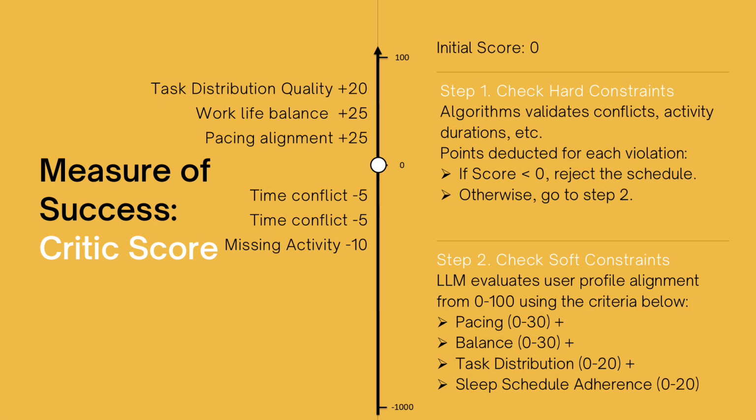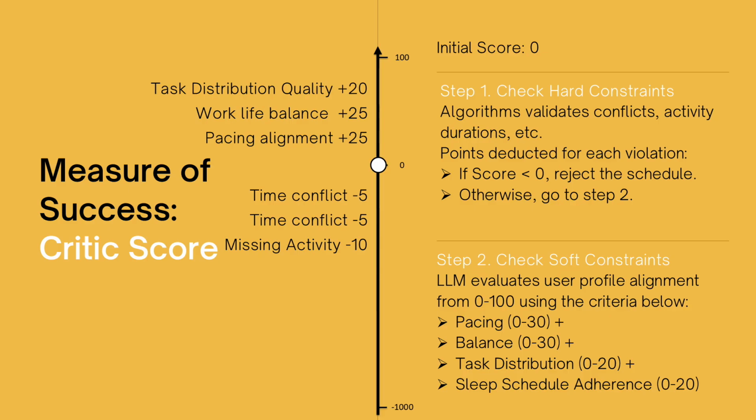So you may wonder, how do we calculate the critic score? So it actually has 2 steps. The first step is we check the unacceptable violations, which we call hard constraints. For example, if we have time conflicts, we will minus 5. And then if we have other violations, we'll minus other scores. And this score will be below 0. If the score is 0, then it means there are no violations.